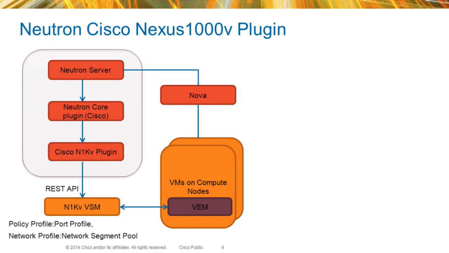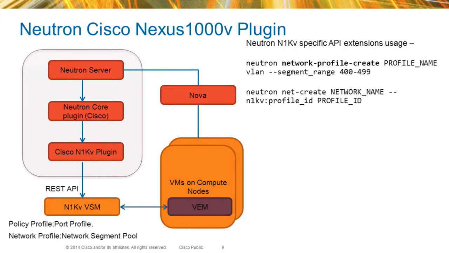Here we see policy profile and network profile as two constructs provided within the Neutron API as extensions that map to constructs within the VSM. A network profile allows you to define a segmentation scheme as well as a segmentation range for your Neutron network. In this example, you see I have defined on the top right VLAN as my segmentation scheme and a segmentation range of 400 to 499. This is an admin operation because you want the admin to define for a particular tenant what kind of network profile the tenant should be using.